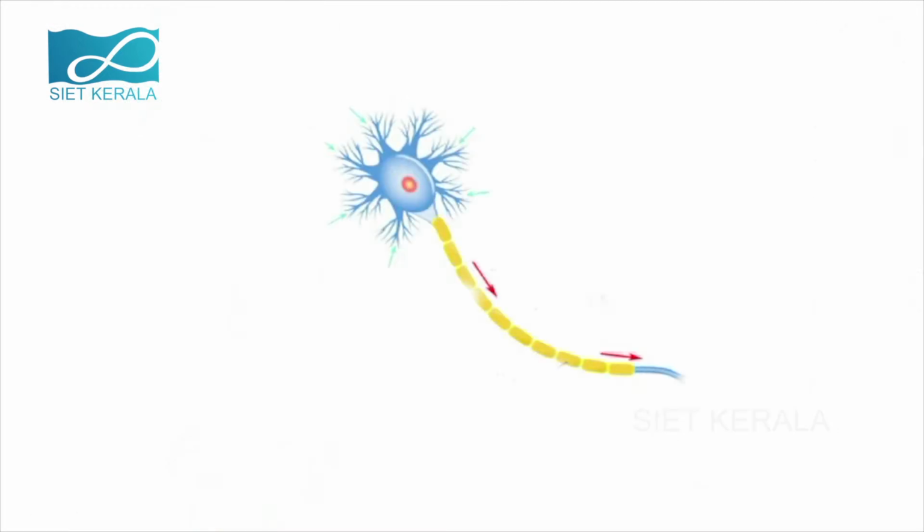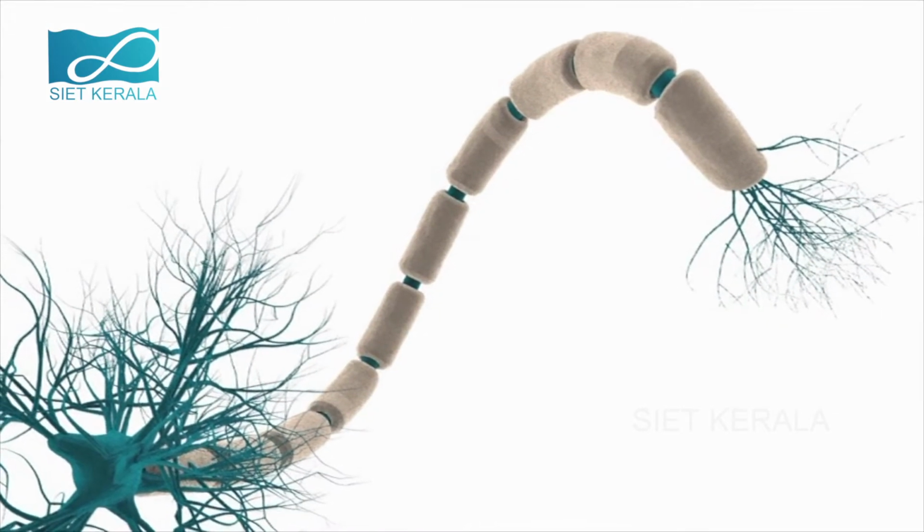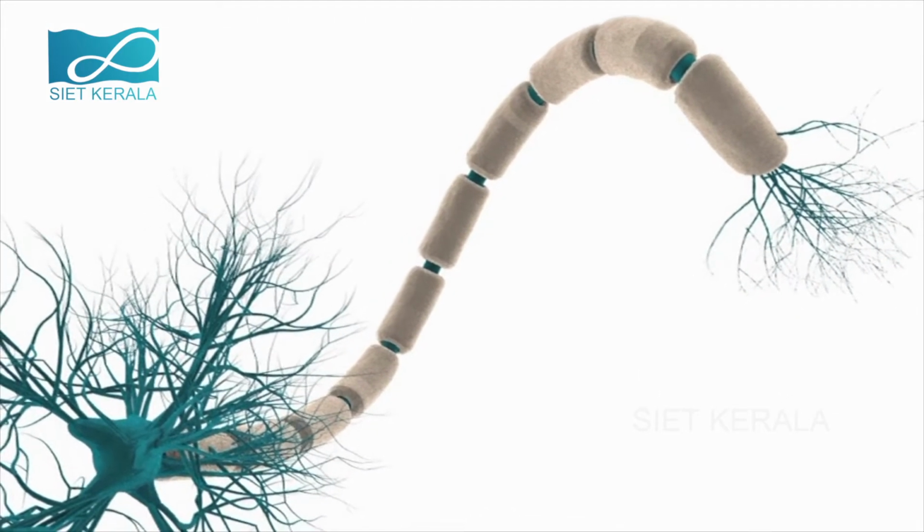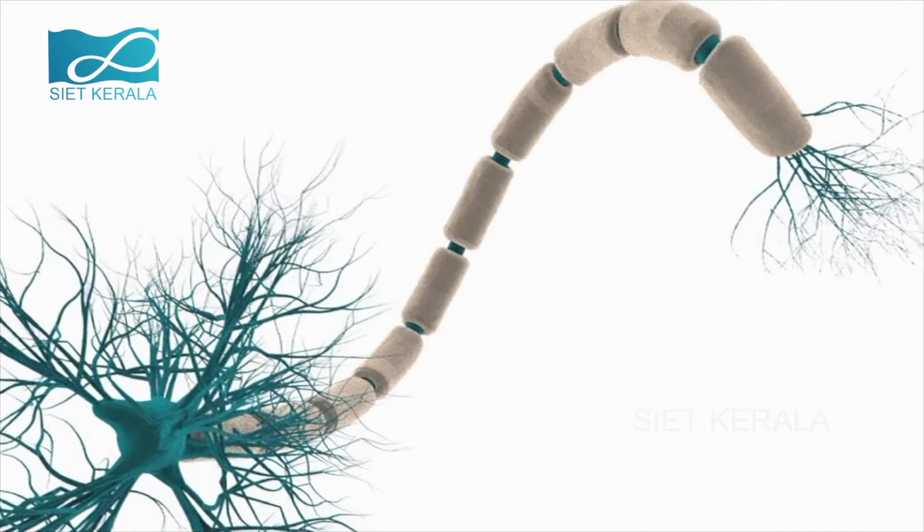Now let us look into the functions of the different parts of a neuron. Dendrons carry impulses towards the body through the dendrites. The response impulses are carried away from the body through the axons. Through axonites, they are carried to the synaptic knob which secretes the neurotransmitter.